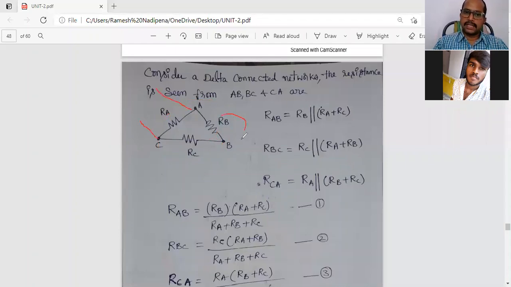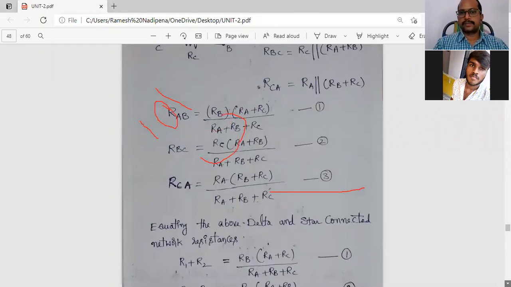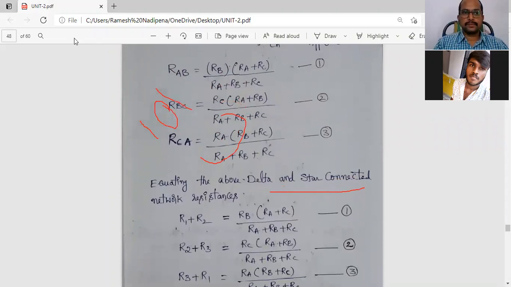Now these two are connected in series. RB plus RC is connected in series. This combination is parallel with RA. Simple, right? So this one is RCA. These are from the delta connected network. Let us assume those equations are equation 1, equation 2 and equation 3, from delta.